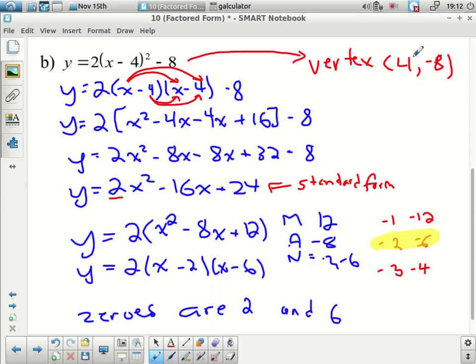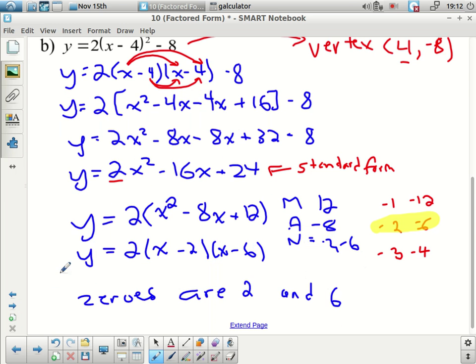Okay, now remember, the vertex is centered between the zeros, right? My zeros are 2 and 6, and what's halfway between 2 and 6? 4. Okay, so I can be reasonably confident I did this correctly, right? Because my vertex should be halfway between my zeros, and the x-coordinate is halfway between 2 and 6.